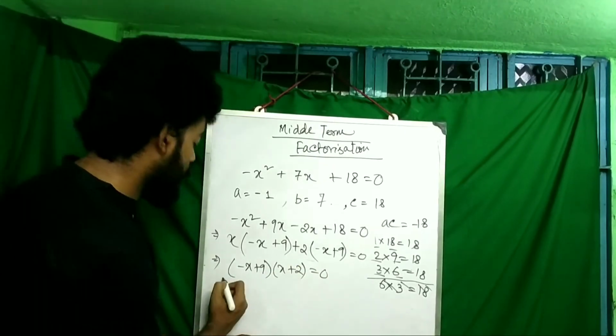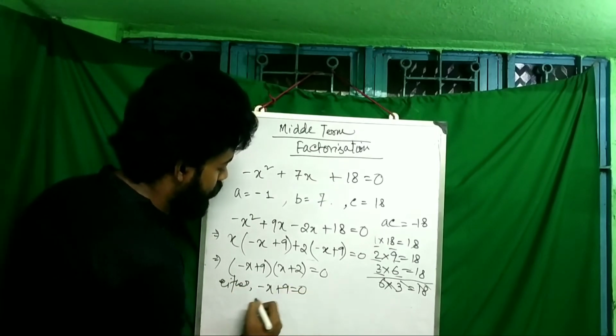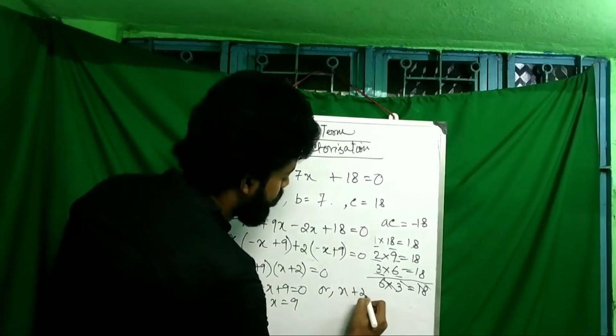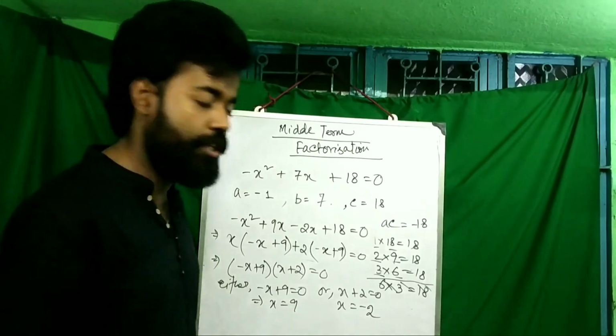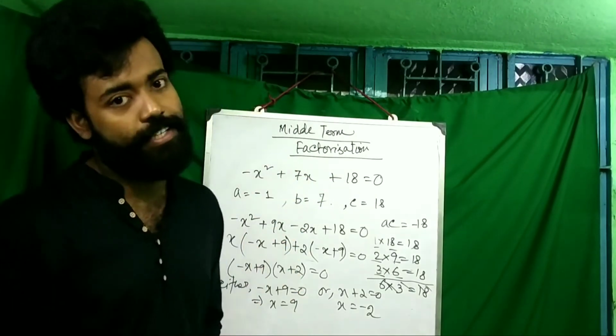Okay. Now what will we do? Either we will have minus x plus 9 equal to 0, x will go that side, so we will get x equal to 9, or x plus 2 equal to 0, 2 will go that side, so x equal to minus 2. So in this way we are able to solve our quadratic equation using middle term factorization.